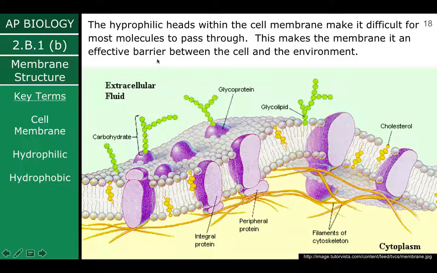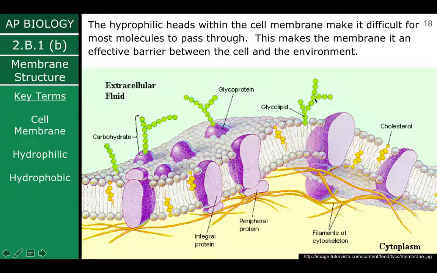Okay, so the reason we have this hydrophilic head is because that will actually make it more difficult for molecules to move through, which is good because we obviously want the phospholipid bilayer to act as a barrier, to act as a protection between the internal part of the cell and the outside of the cell.